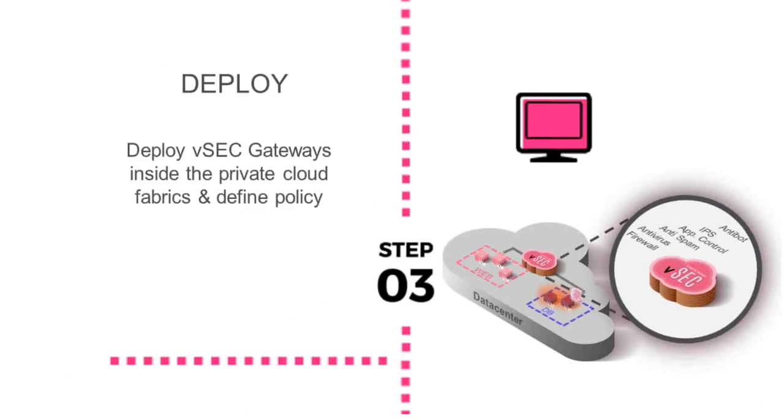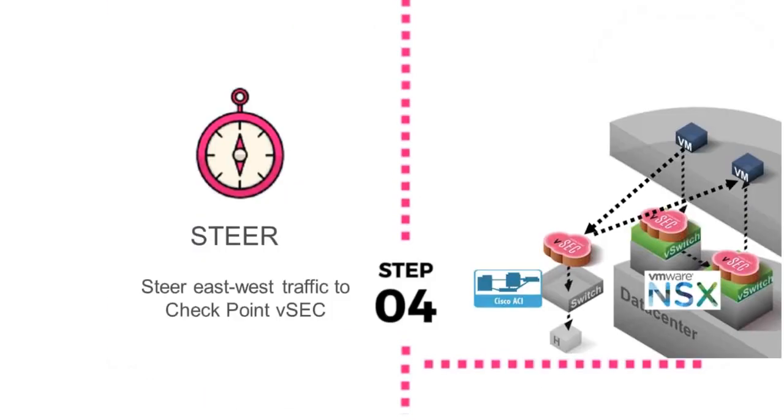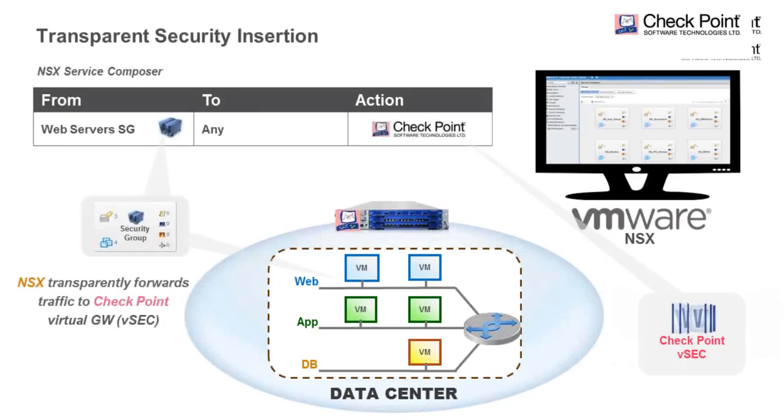Once we've integrated the perimeter gateway, we deploy the vSEC gateway inside the private cloud fabrics, i.e. it's installed within the hypervisor of a software-defined data center, and then we define the policy. Once this is done, we can effectively steer that east to west traffic, that 80% traffic we're blind to, through the Checkpoint vSEC in order to enforce policy and gain visibility as dictated by the policy that the admins have set up. So let's see that in a little bit more detail.